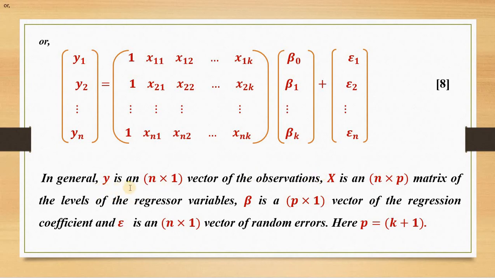So in general, y is an n by 1 vector of the observations, x is an n by p matrix of the levels of the regression variables, beta is a p by 1 vector of the regression coefficients, and epsilon is an n by 1 vector of the random errors. Here p is nothing but k plus 1.